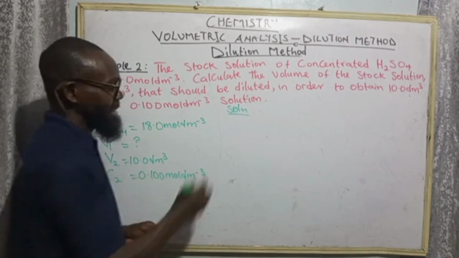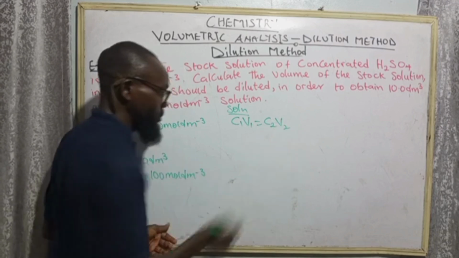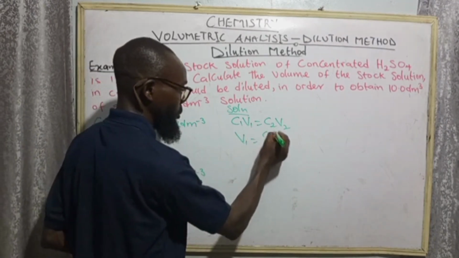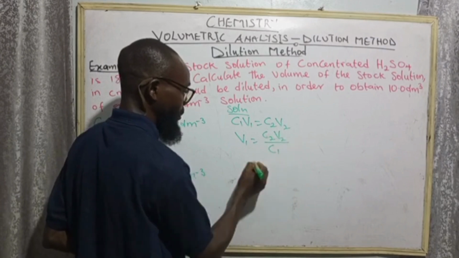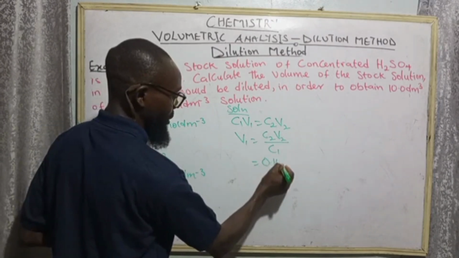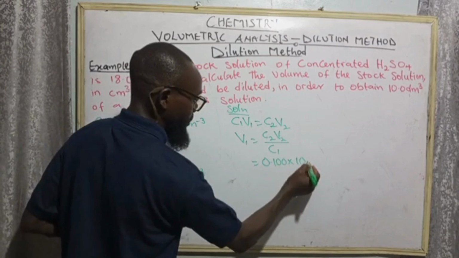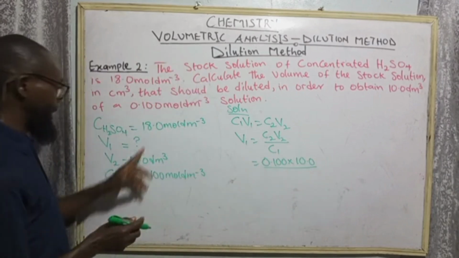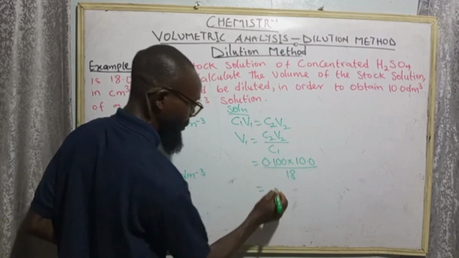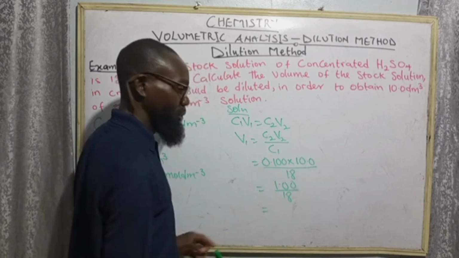From here, you know that C1 V1 equals C2 V2. I want to get my V1. V1 will be equal to C2 V2 over C1. So my C2 is 0.100 multiplied by my V2, 10.0, divided by my C1, 18. So when I multiply this, I have 1.00 divided by 18. So when we divide, what do we have?